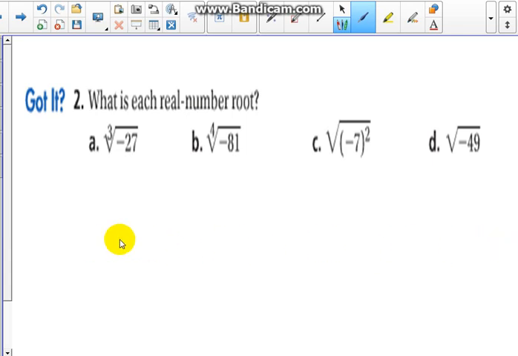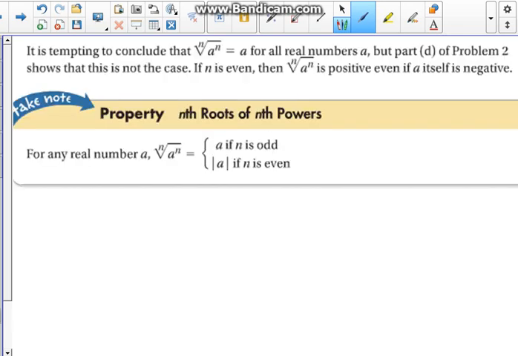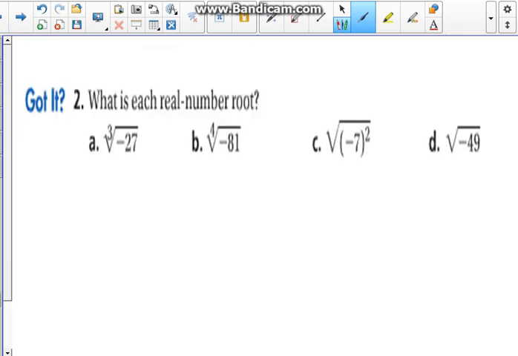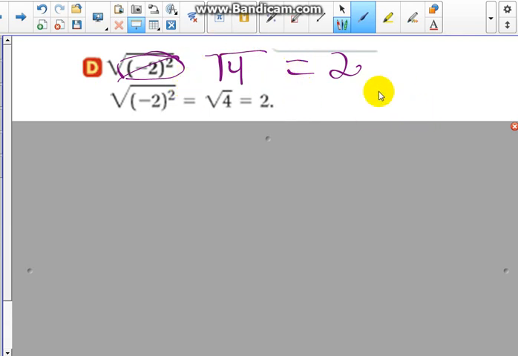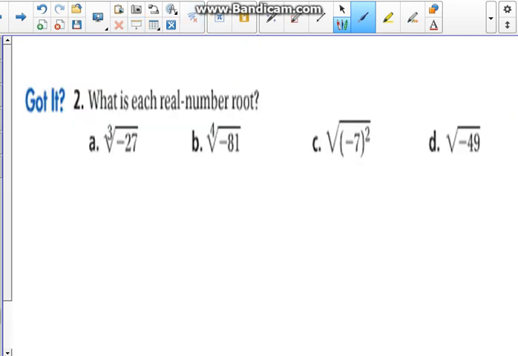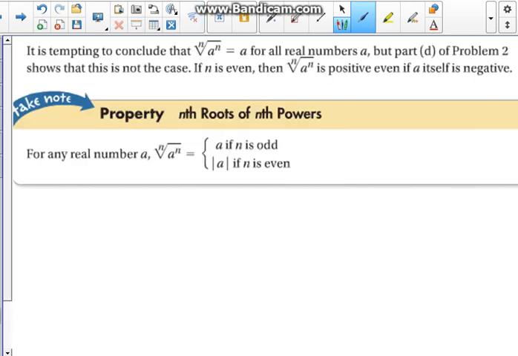There's the got it's here. You can pause and work these if time permits. Moving along, we need to know there's a property for the nth roots of nth powers. And as I just pointed out a minute ago on D, right here, you want to be tempted to cancel out the square root and the power and say this is equal to negative 2, but that's not true. Okay, so we just proved, you've got to be careful with those.